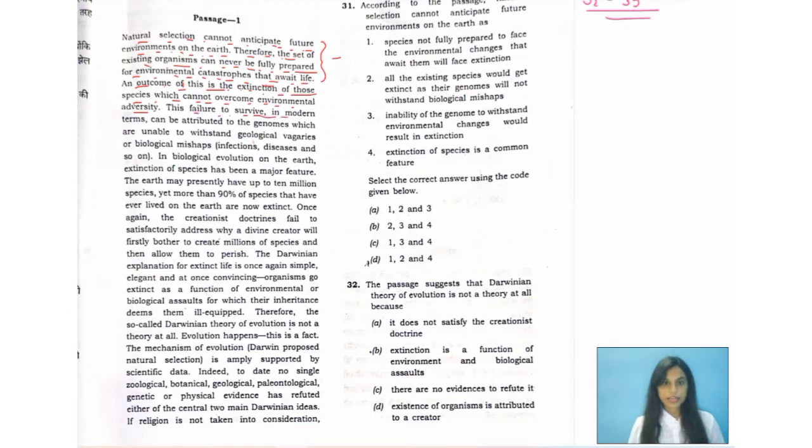This failure to survive, in modern terms, can be attributed to the genomes which are unable to withstand geological vagaries or biological mishaps. If we take the current situation of the pandemic, we were not prepared. Our bodies and living organisms were not ready for this, and many people died because they were not ready to take these infections. Our bodies were not biologically made in that way.